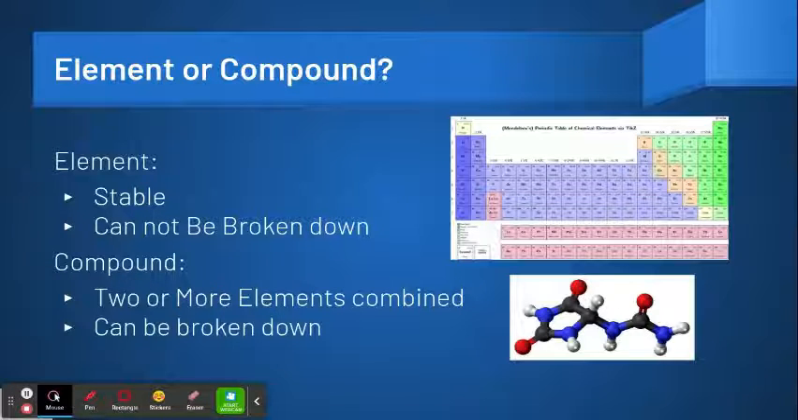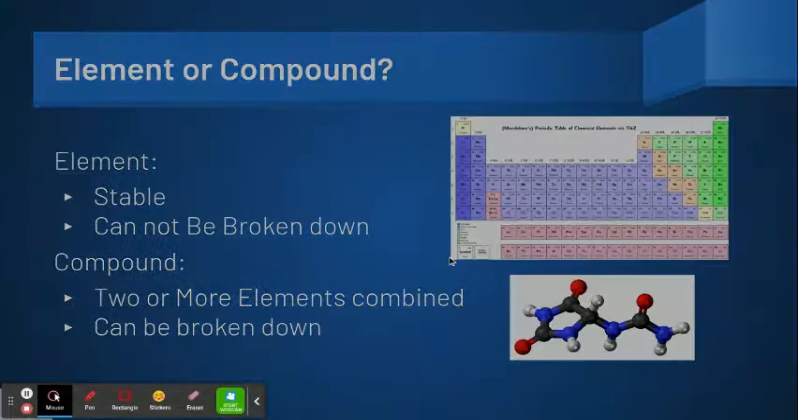First is a confusion that people usually get wrong: elements or compounds. Elements are stable atoms that cannot be broken down any further by a chemical reaction, as seen on the periodic table, whereas compounds are two or more elements combined that can be broken down by a chemical reaction.